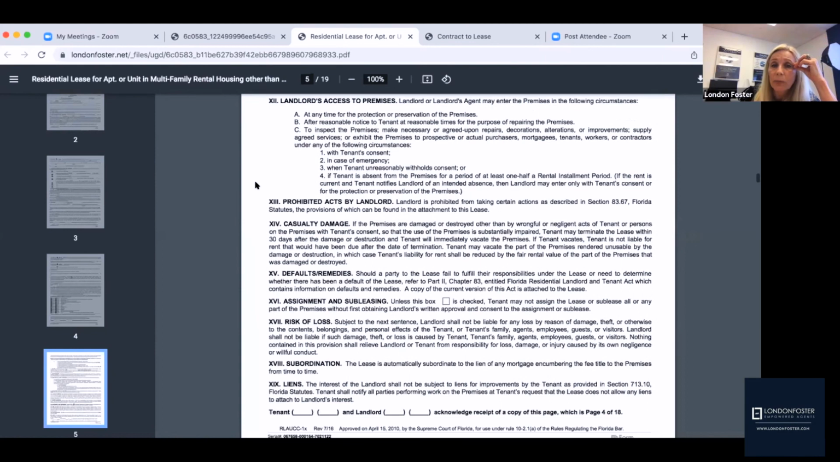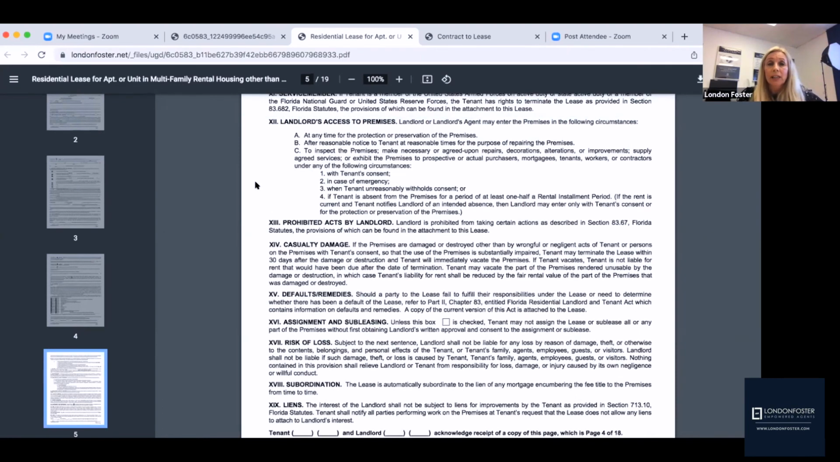Landlord access to the premises. This is always very sticky. The landlord has access to the premises at any time to preserve the premises, a fire, a flood, anything that might happen that causes an emergency situation, that landlord can enter that property. The police can enter it at any given time that they get a call and they suspect something going on. So make sure your tenants are aware of that, especially nowadays.